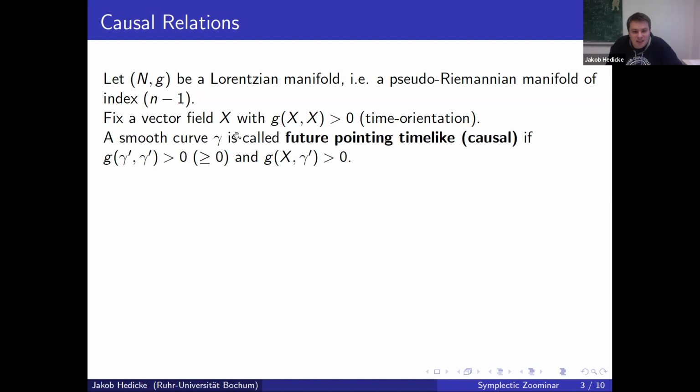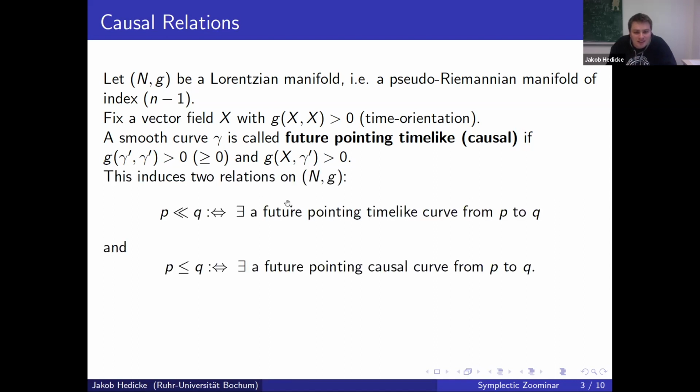Then one can define the analogous notion of these positive isotopies, namely a smooth curve is called, the notion comes from physics, future pointing time-like or causal if, first of all, it has positive energy, and second, the tangent vector is always in the connected component of this chosen vector field X. So we again have these positive curves in the Lorentzian manifold.